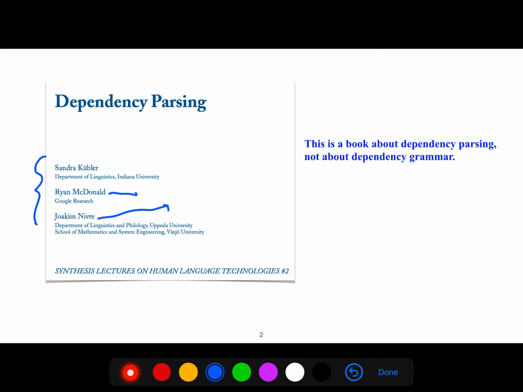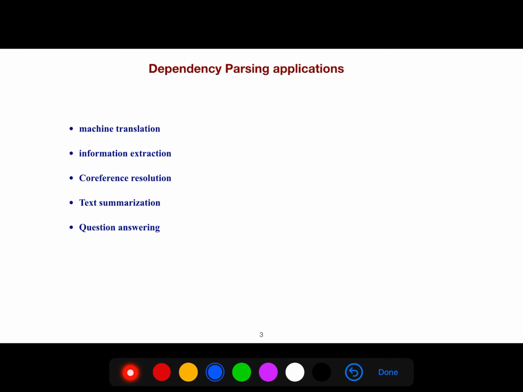But we don't talk about dependency grammar. We only talk about dependency parsing, which is slightly different. And it has huge applications: machine translation, information extraction, co-reference resolution. This is really interesting. Text summarization, question answering.